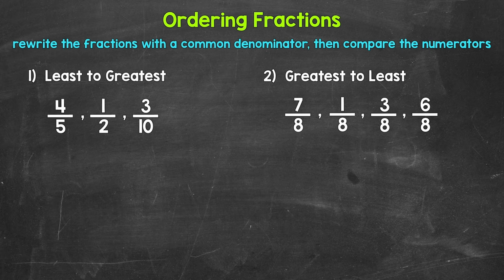Here's our section on ordering fractions. Let's jump into number 1, where we need to order the fractions from least to greatest. Now, ordering fractions is just like comparing fractions. We need to rewrite or rename the fractions with a common denominator. Then we compare the numerators to put them in the correct order. Now for number 1, we're actually going to hold off on a common denominator for now and use a different strategy. We're going to order these fractions just by looking at them and using what we know about fractions.